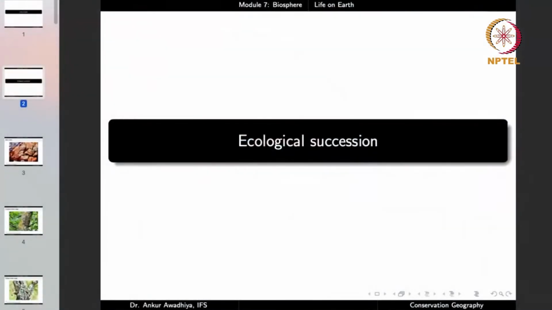So this is a succession. Something replaces another. And this is an ecological succession. It happens in an ecosystem. It creates an ecosystem which gradually moves from a simple stage to a more complex stage. So let us now explore this ecological succession in more detail.